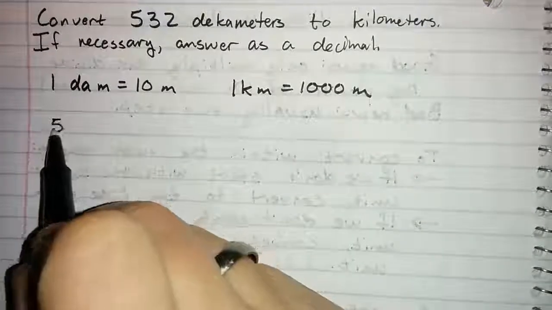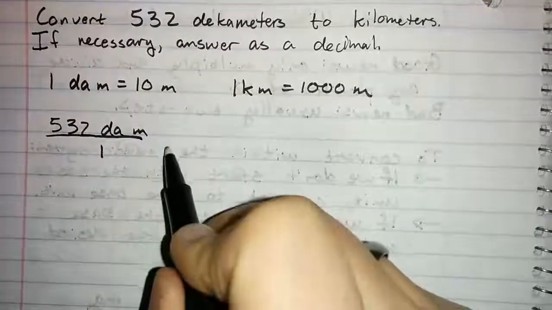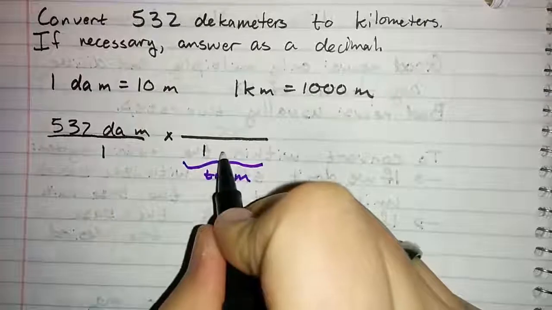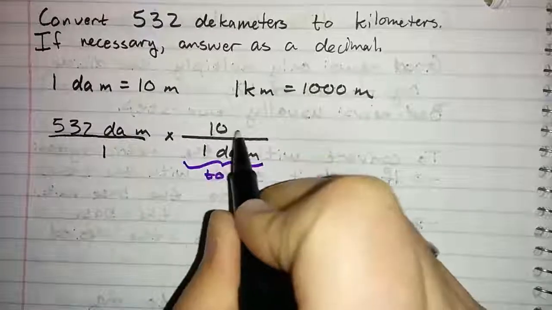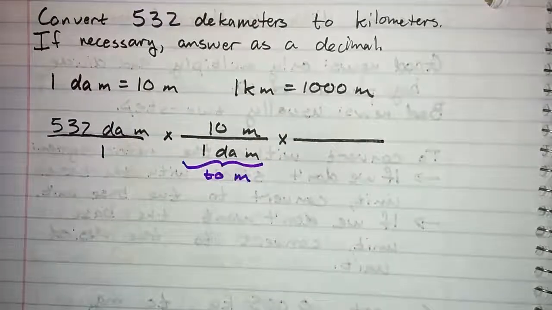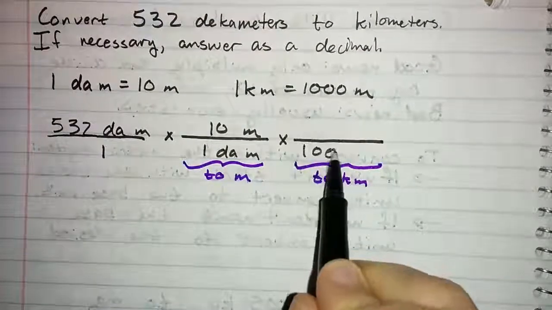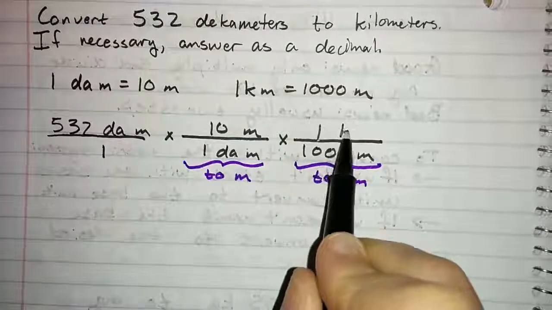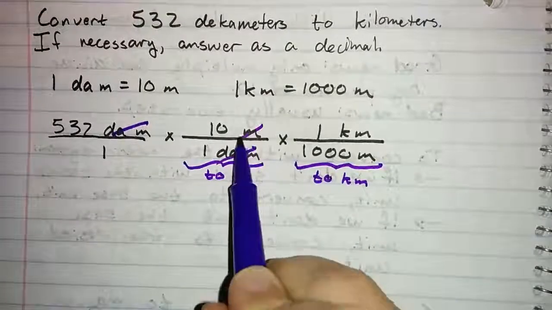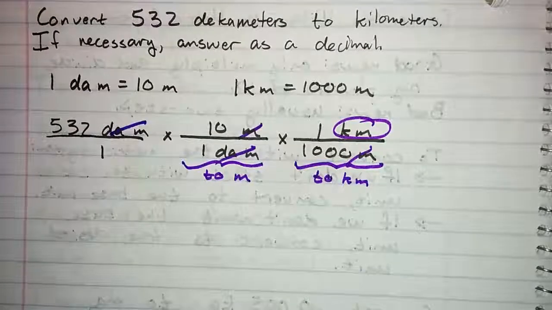So we'll start with our 532 decameters over 1. And first we'll convert to meters by saying 1 decameter is 10 meters. And then we'll convert from meters to kilometers by saying 1,000 meters is 1 kilometer. Notice decameters cancels, meters cancels, only kilometers is left.